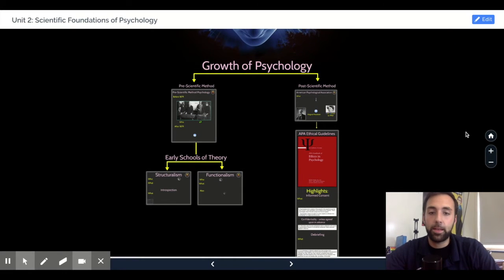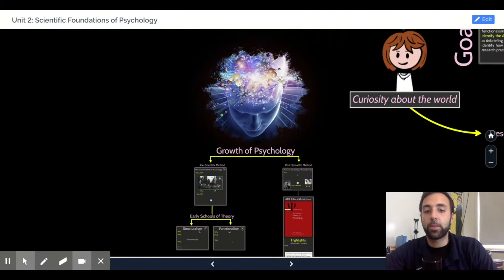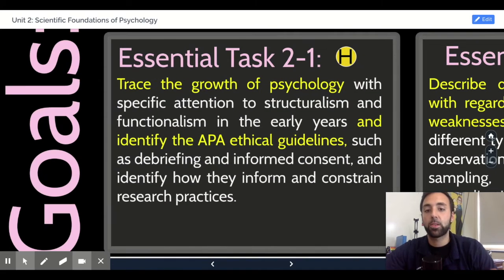But our goal today is to track the growth of psychology, talking about some of the early pre-scientific method approaches, and then talking about some of the important details regarding this modern approach to psychology, where we will be identifying some of the ethical guidelines that are going to drive the approaches that we describe in the remaining essential tasks in Unit 2.